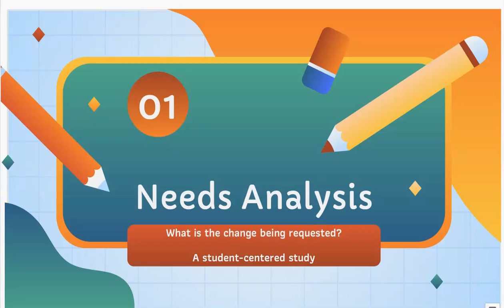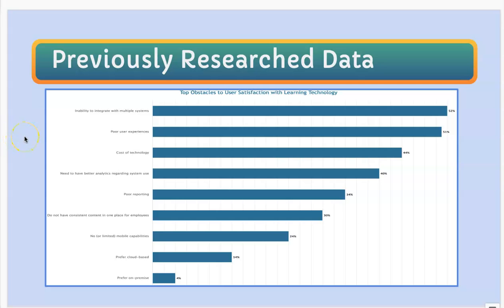First section, the needs analysis. This is some data I collected from research.com as the top obstacles to user satisfaction with using learner technology. The top one here with 52% is inability to integrate with multiple systems. I came across this many times during the week.